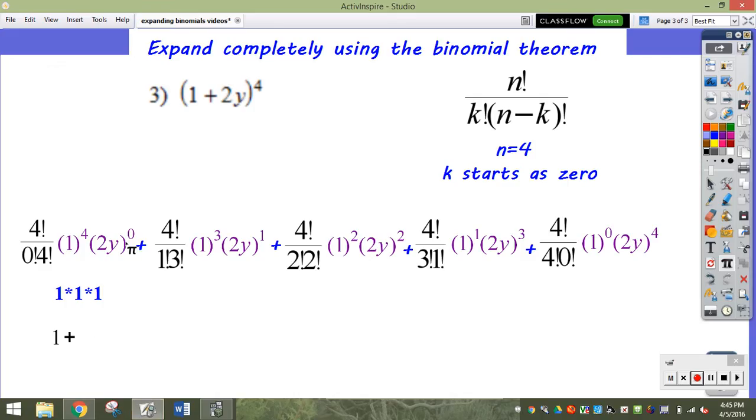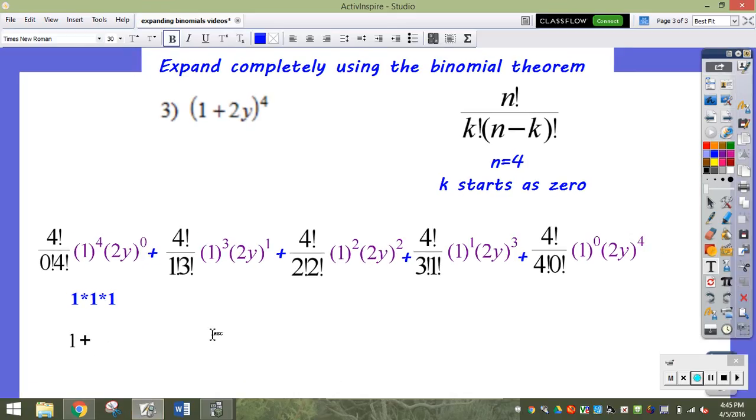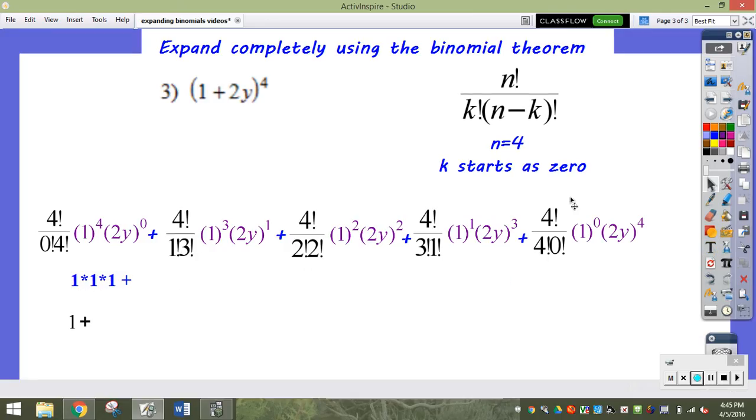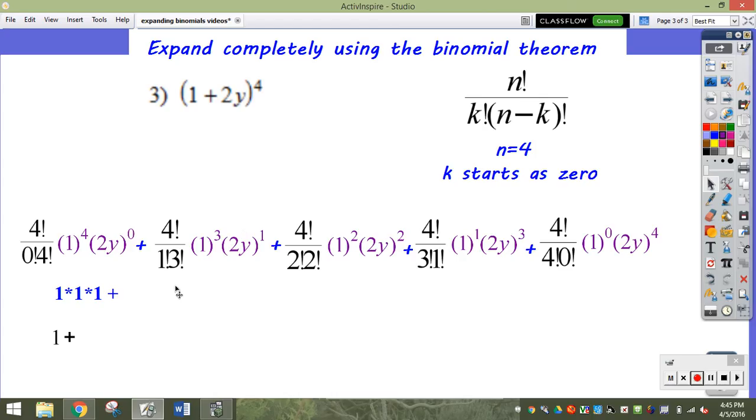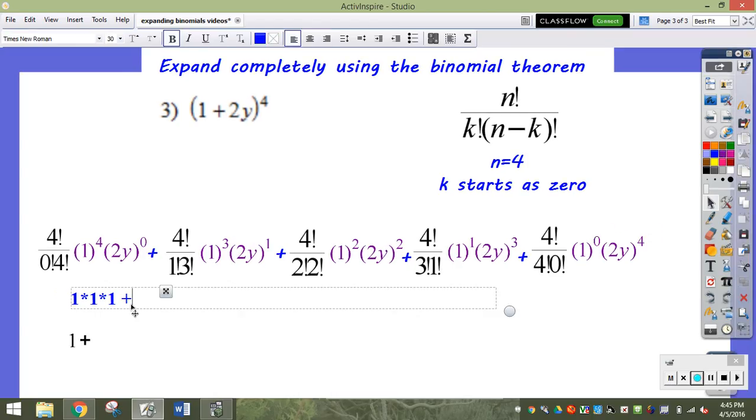And then I continue to simplify. So for my next term, which would be right here, I have 4 factorial over 1 factorial times 3 factorial. Well, we've already discussed that we know this is going to reduce to 4. And then I have 1 cubed, which 1 to any power is just going to be 1. And then I have 2y to the first power. Well, raising something to the first power does not change it, so that would just be 2y. And then 4 times 1 is 4. 4 times 2 is 8. So this would become 8y.